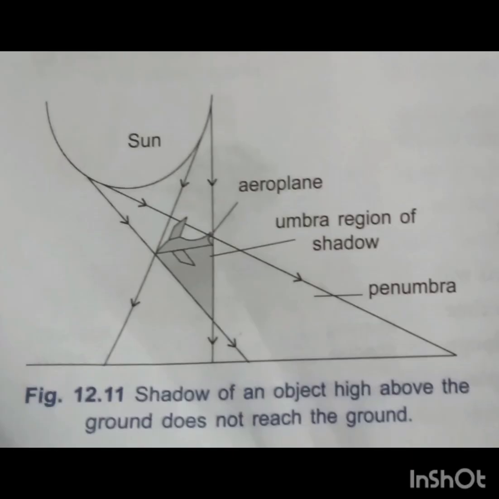This is the reason why shadows of birds and aeroplanes flying in the sky are not formed on the ground. The umbra region is too small to reach the ground and the penumbra is too large and faint to be seen.